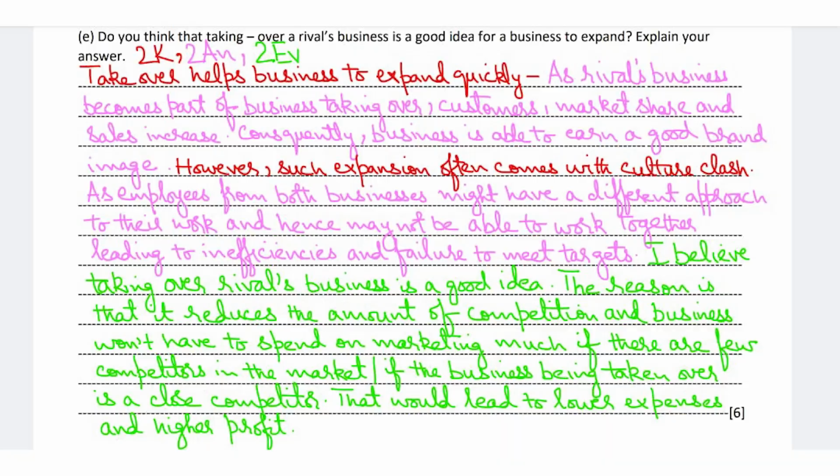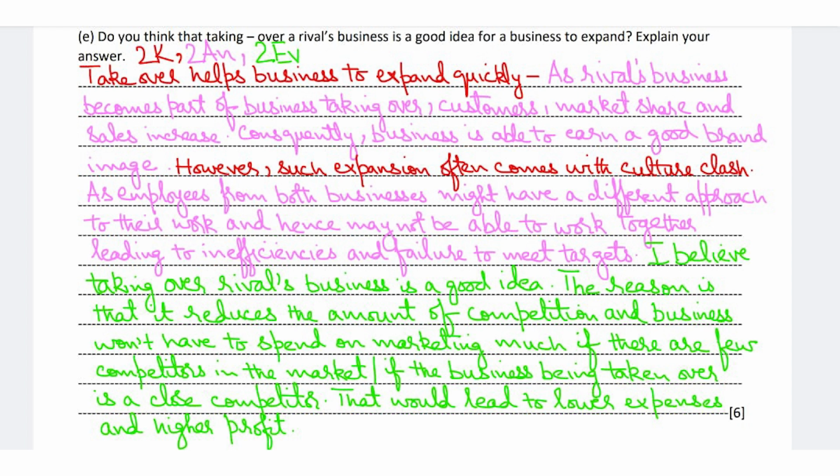It is always better to discuss the other side as well. This is what we call make a ground first before giving your opinion, right? So the other side is, and always start the other side with the word however. This shows that you are now discussing the other side. However, such expansion often comes with culture clash. Again, knowledge. I have shown that it will lead to culture clash.